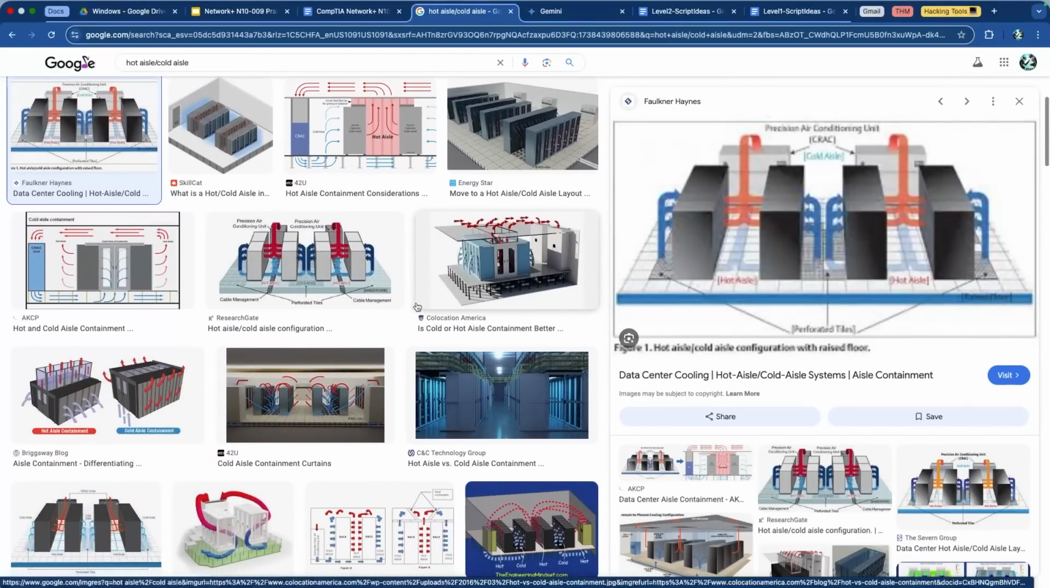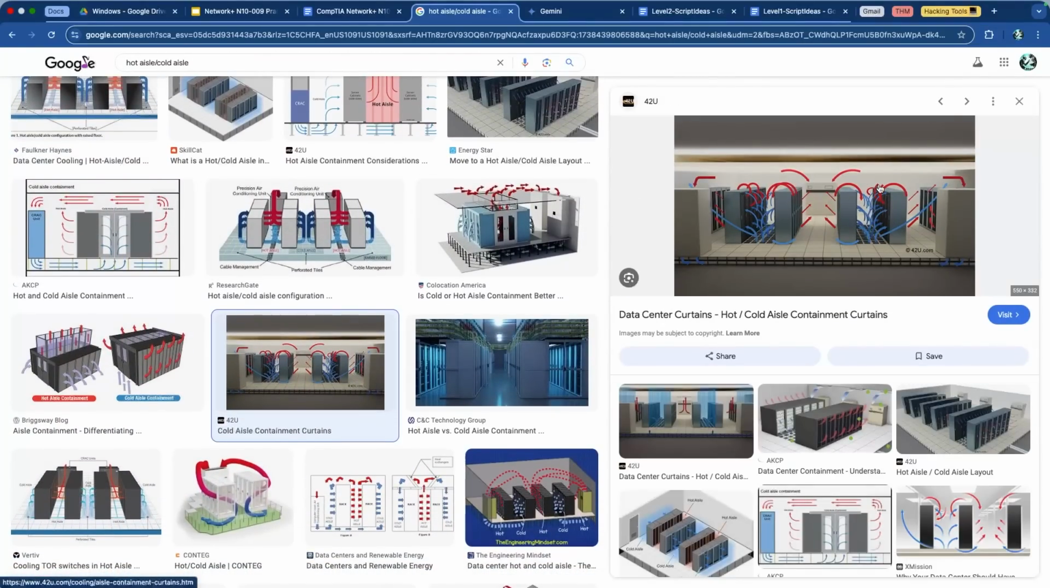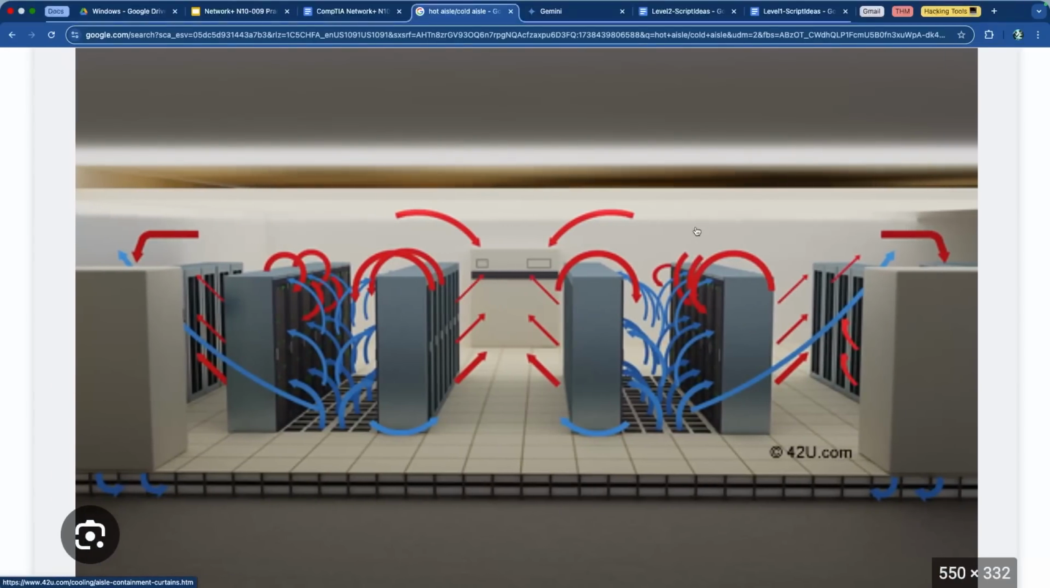That's insane. That doesn't even make sense. So let's see this one. Okay, this one is not pixelated. So this is now multiple aisles of this, right? So we have the hot aisle, which is this portion. You have the cool aisle, which is this portion. And you can see that the cold air is coming through the ground.